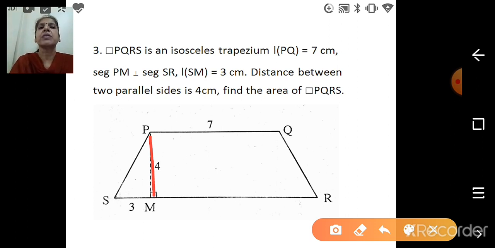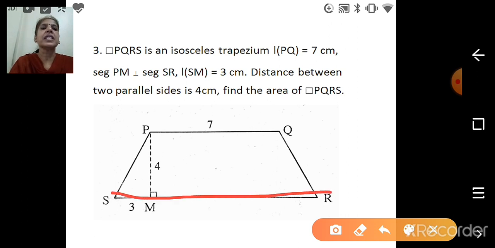And this is the distance between two parallel lines, which is 4 cm. We have to find the area of quadrilateral PQRS. So we know that the formula to find the area of a trapezium is half into the sum of the lengths of parallel sides into height. So which are the parallel sides? Side PQ and SR. Side PQ is given to us, which is 7 cm.